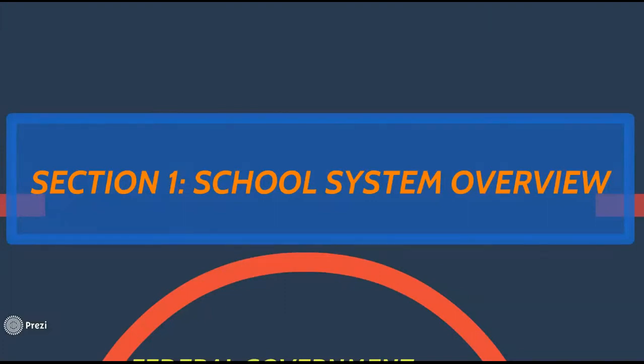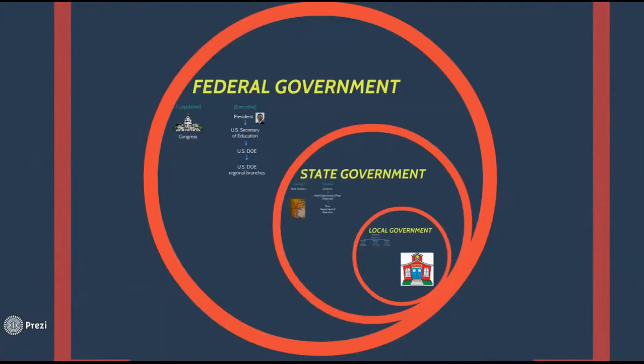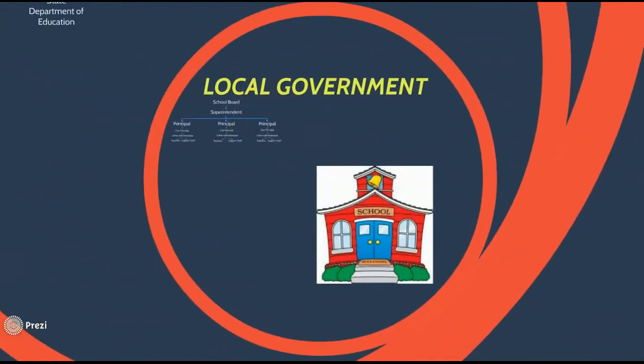Decisions made at the federal, state, and local level directly affect what happens at your child's school and what your child is learning. Let's look at the 3 levels of government that affect your child's educational experience. First, there is the federal government. Second, there is your state's government. And finally, there is your local government.